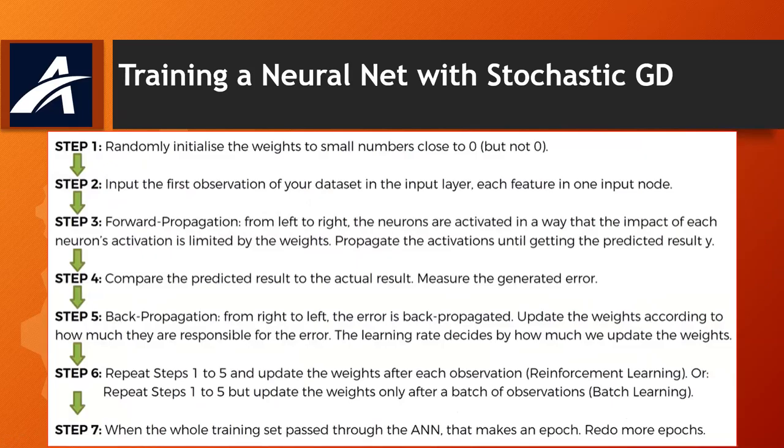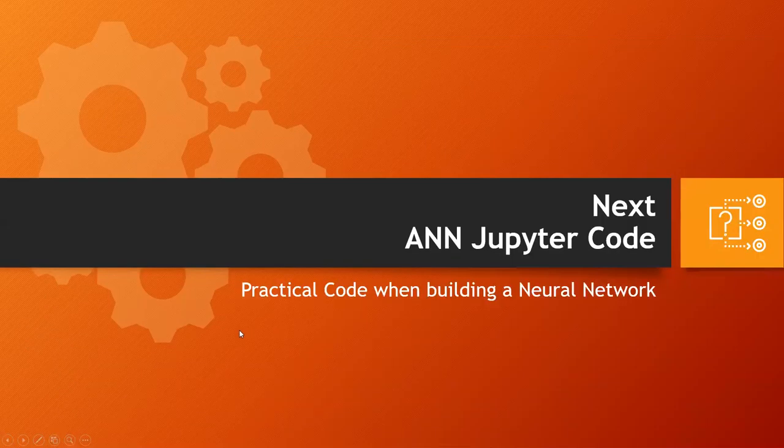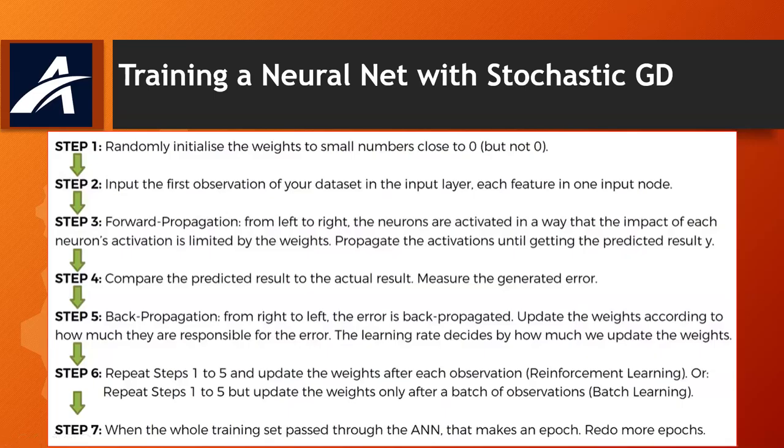And then it is forward propagated from left to right. The neurons are activated in a way that the impact of each neuron's activation is limited by the weights, until you achieve the predicted results. That is step 3. Number 4, the predicted result is compared to the actual result, and an error is measured. Based on that error, it is back propagated and the weights are adjusted according to how much they contribute to the error. Each of these is repeated for each observation until the cost function is at the bare minimum.